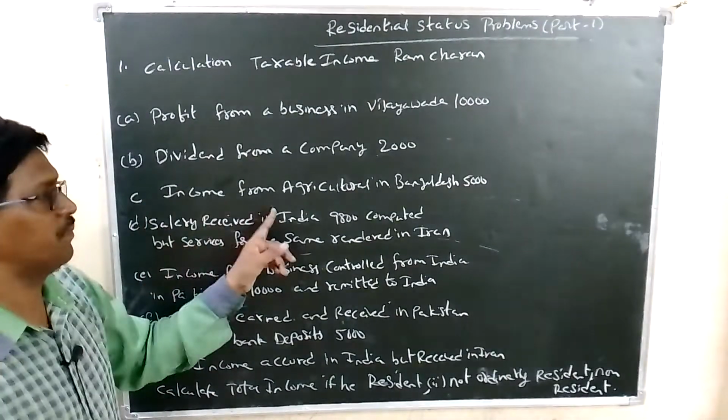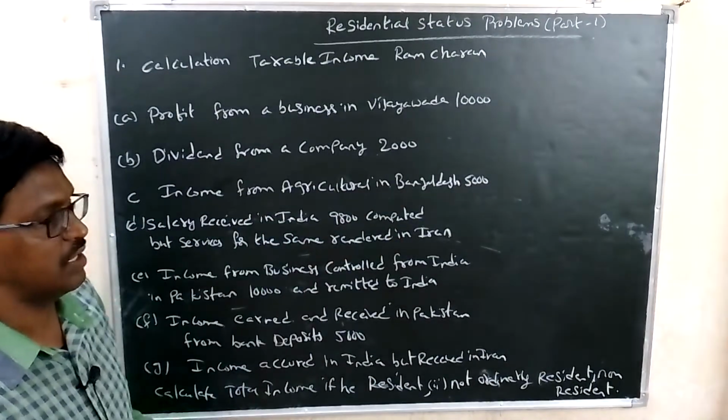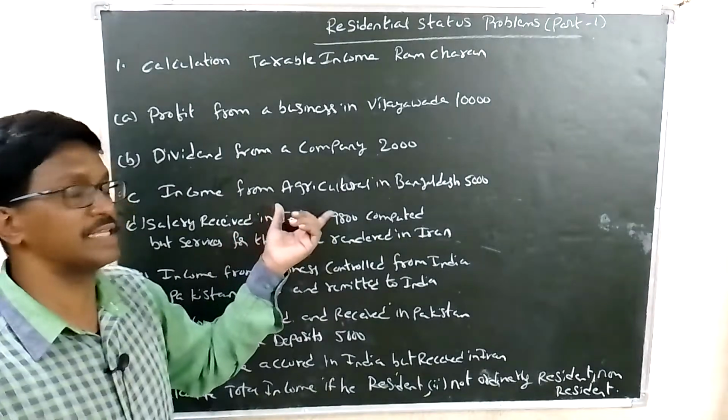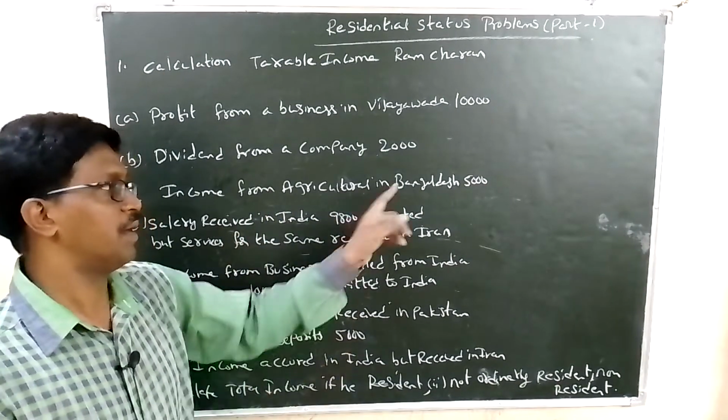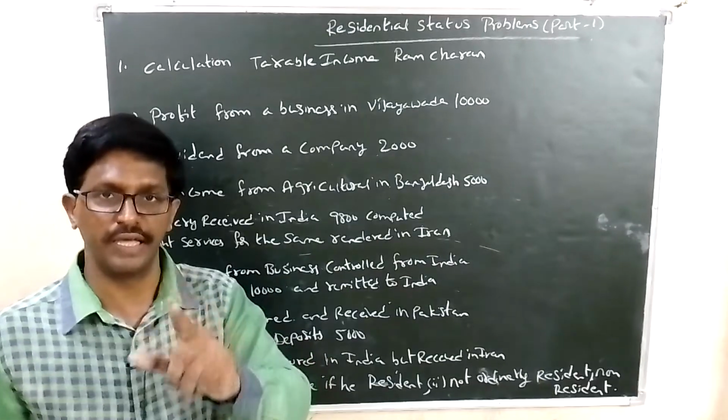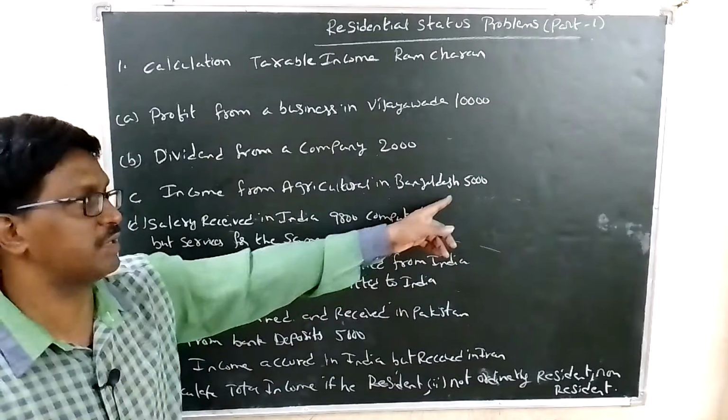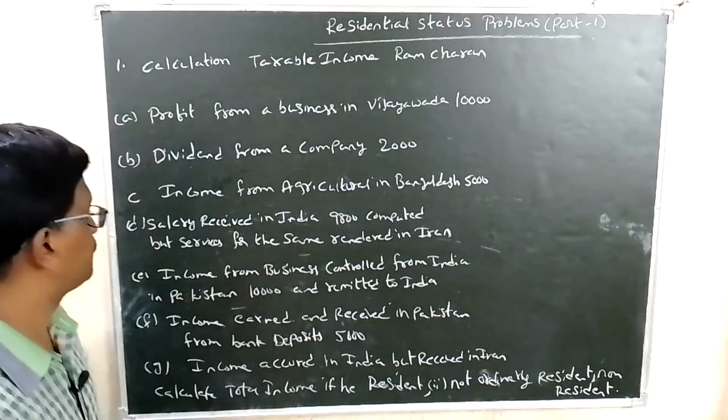Income from agriculture in Bangladesh. If it is agriculture income in India, it is exempted. Bangladesh means it will be taxable only in the case of a resident, 5,000.